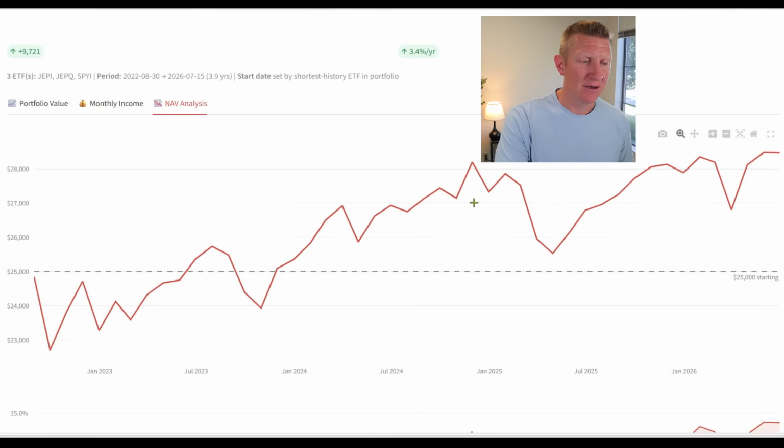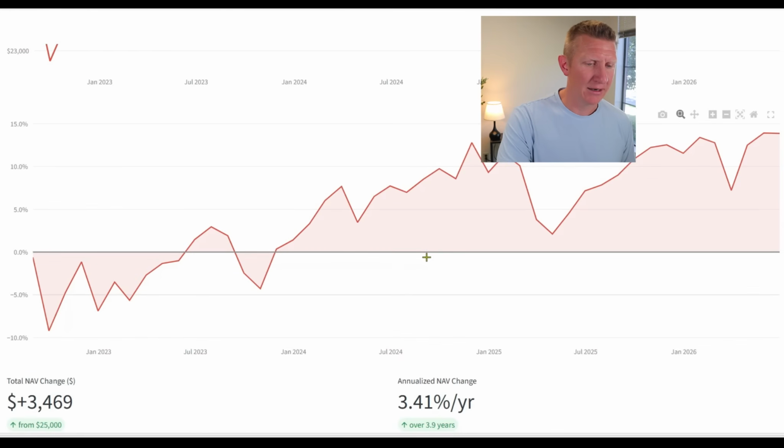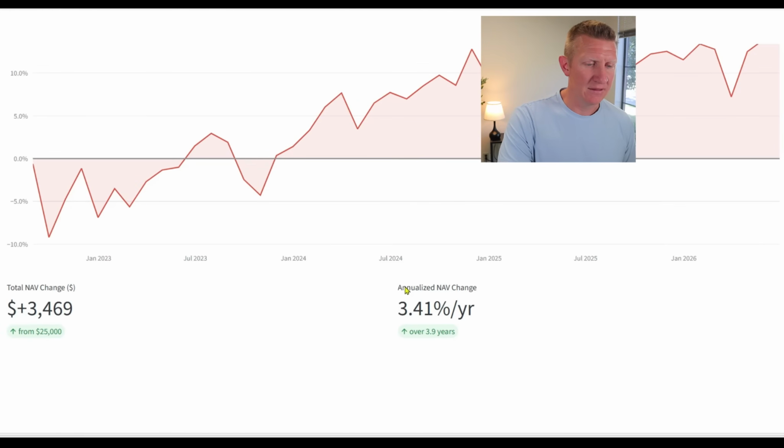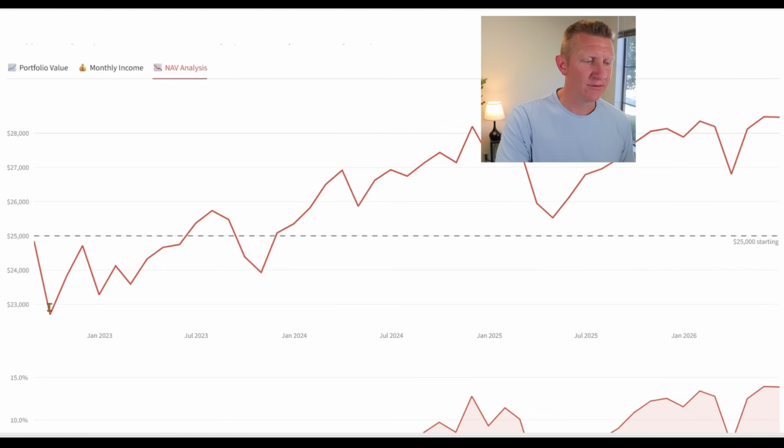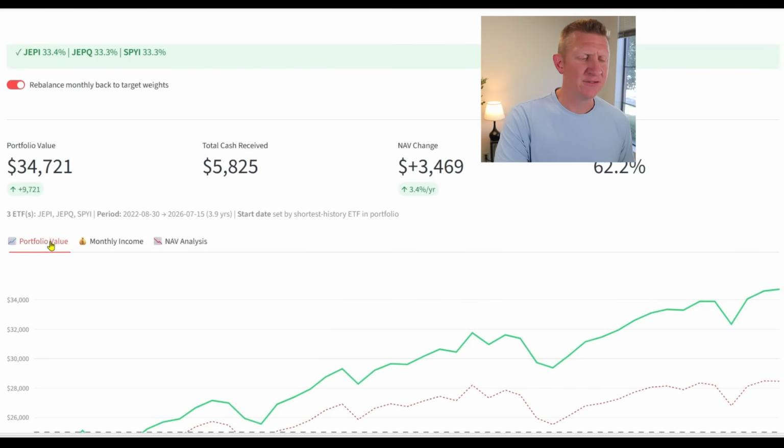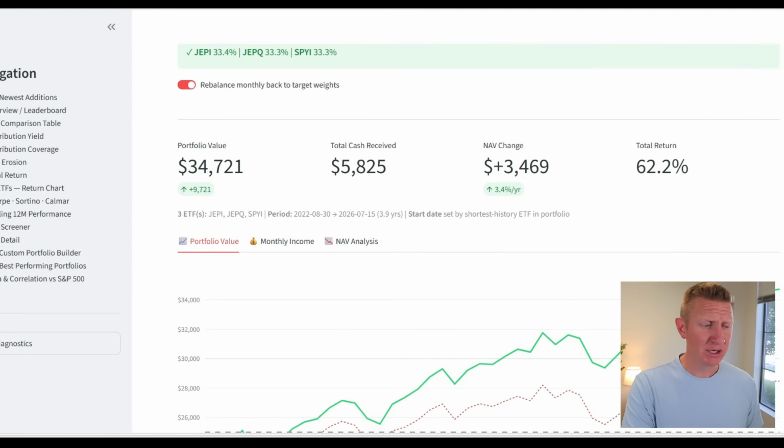And then you can see your net asset value here. You actually kind of already capture that. You can see the differences here in the annualized change and total NAV change. But really the biggest views here are the portfolio value and the monthly income. Last thing I want to share with you guys, really cool. And we will continue to iterate on this as we get more and more ETFs in the portfolio.